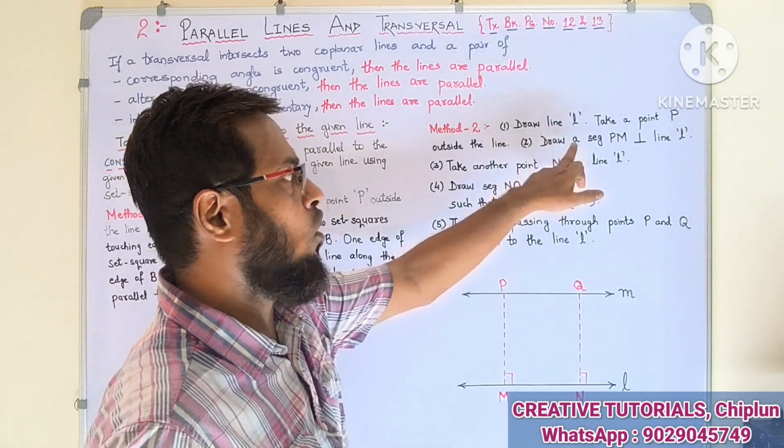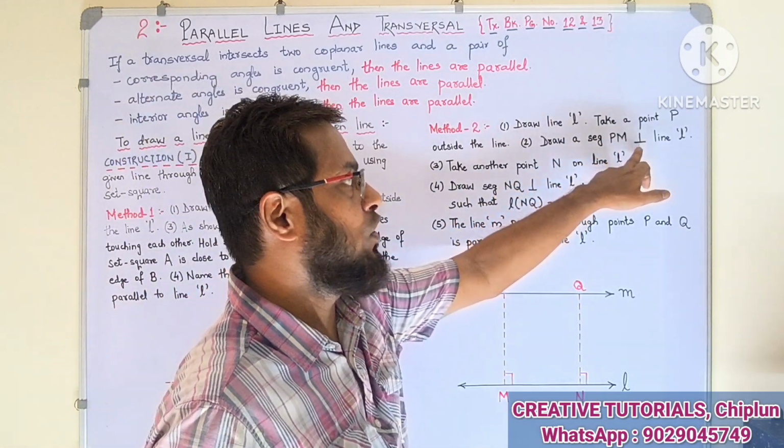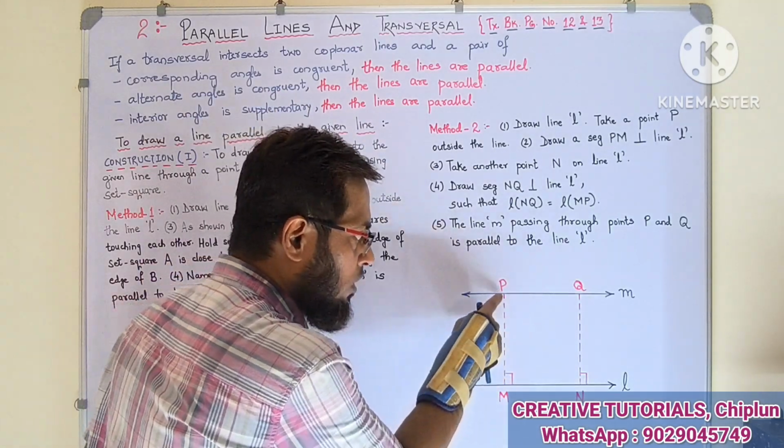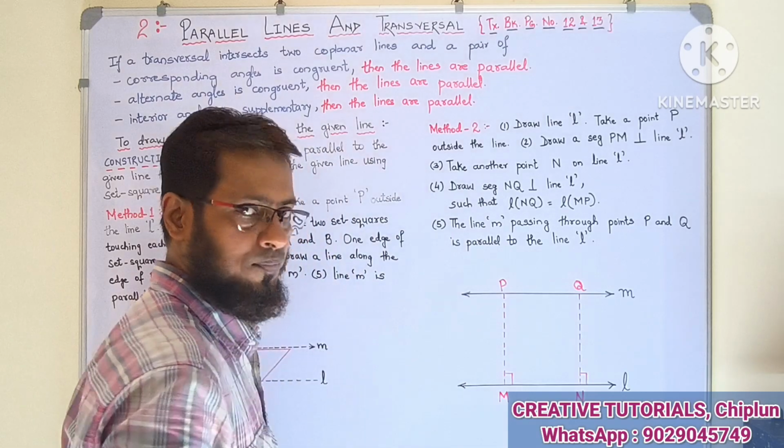Then they are asking us to draw a segment PM perpendicular to line L. So you can see PM: from this point I have to drop one perpendicular.